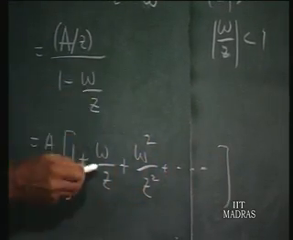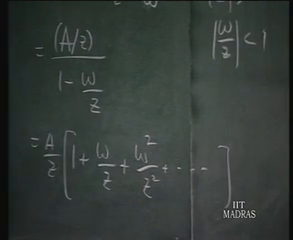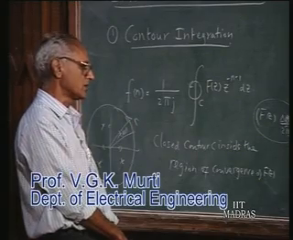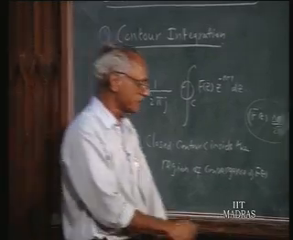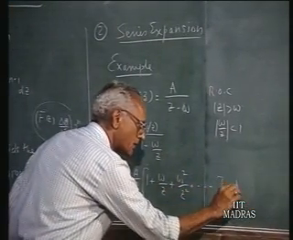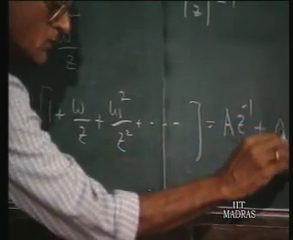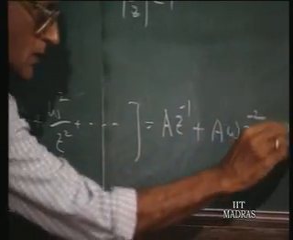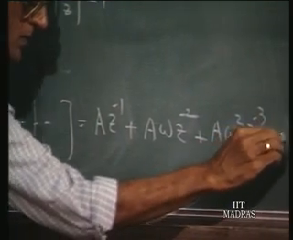And this series converges to this because the magnitude of omega upon z is less than 1. This is also in accordance with what we have for a single-sided z transform, where F of z is defined as f of n times z to the power minus n. That means the expansion that we are looking for is in increasing powers of z to the power minus 1. Therefore, this can be written as a z^-1, the first term, plus a w z^-2, the second term, plus a w squared z^-3, and so on and so forth.